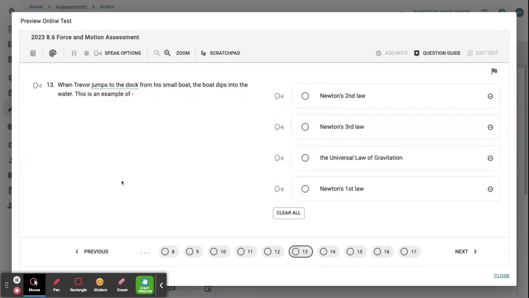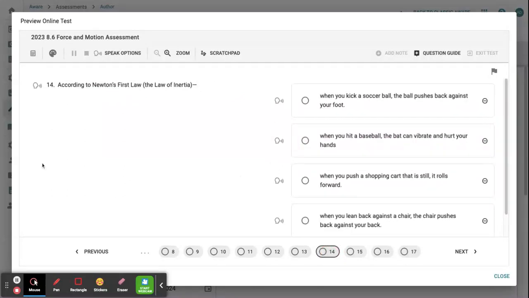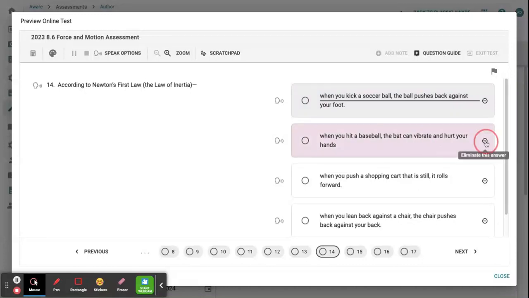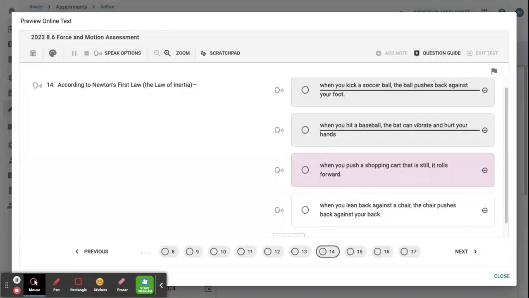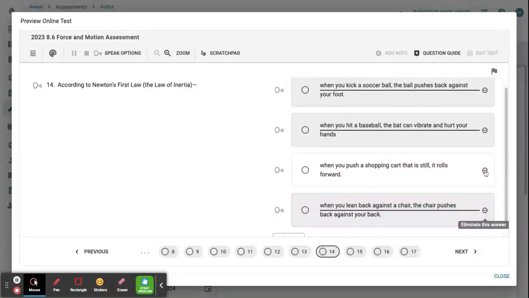When Trevor jumps to the dock from his small boat, the boat dips into the water. So there's your action-reaction. That's Newton's third law. According to Newton's first law, the law of inertia: when you kick a soccer ball, the ball pushes back. Well, that's third law. When you hit a baseball, the bat can vibrate and hurt your hand. That's third law. When you push a shopping cart that is still, it rolls forward. That's first law. And when you lean back against the chair, that's also third law. So this is the only one that is first law. So they made it pretty easy for you.